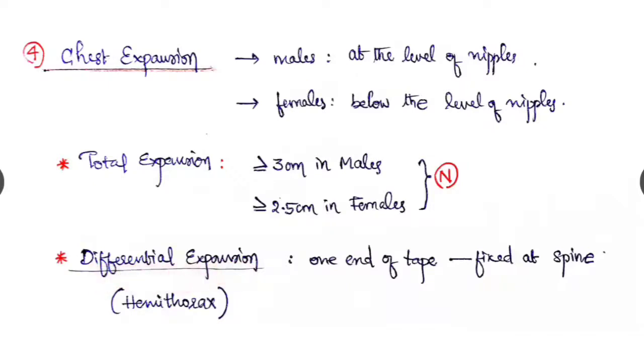The differential expansion, that is the hemithorax movement, we can measure with one end of the tape fixed at the vertebral spine and the other end kept at the sternal margin. We ask the patient to inspire and then expire, and thus the expansion is measured.